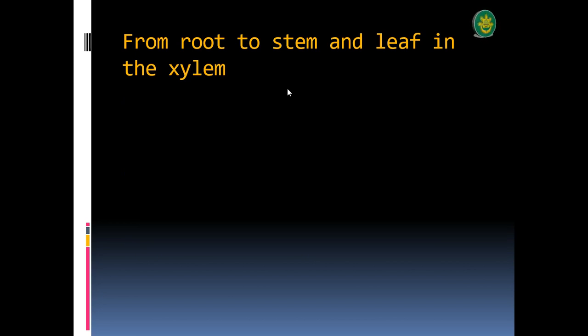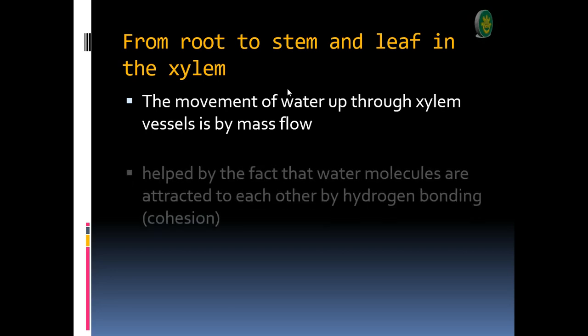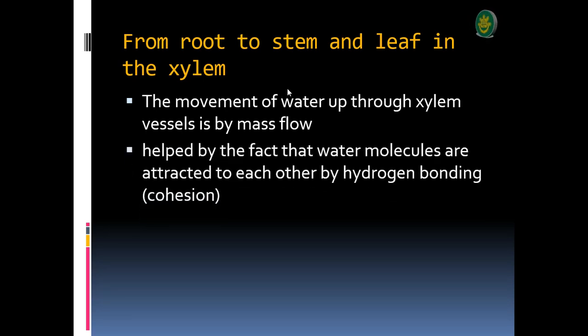Okay, so the movement of water up through the xylem vessel is by mass flow. So what does mass flow mean? Mass flow means that all the water molecules and any dissolved substances, any dissolved solutes, move together as a body of liquid, right? Just like water in a river.